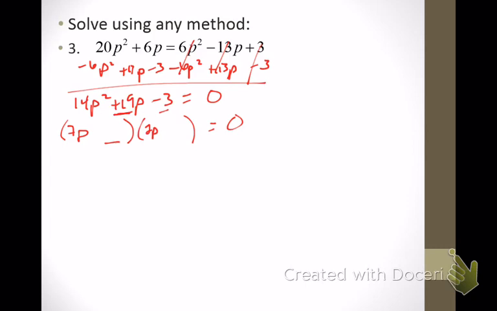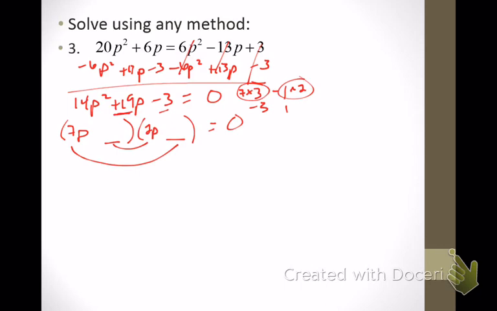Okay, now I need factors of negative 3 to put there. But when I'm deciding that, I have to remember that my outs and my ins have to add to 19. So as I create my factor pairs of 3 and negative 1 and negative 3 and 1, I know that I'm going to have to multiply one factor by 7, the other one by 2, and then add them together to get 19. Well, if I multiply 7 times 3 and 2 times negative 1, 7 times 3 is 21. Negative 1 times 2 is negative 2. 21 plus negative 2 is 19. So that's it. That's what I want.